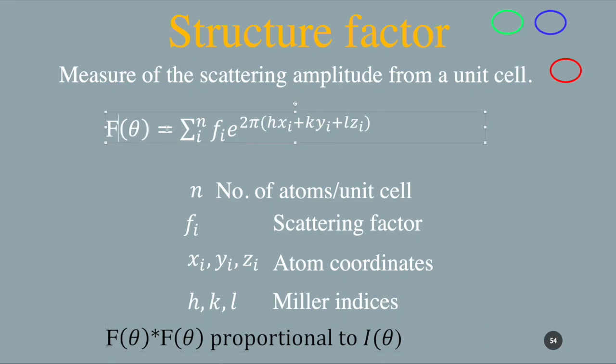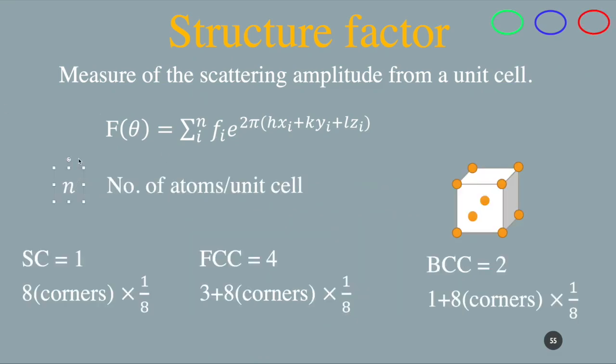To understand the structure factor, it is given by this equation. We'll understand each term. In this equation, n is the number of atoms per unit cell. We already know how to calculate this. f is the scattering factor, and x, y, z are atom coordinates. h, k, l are Miller indices. So let's understand each of these terms. First we understand how to calculate the number of atoms per unit cell. It is very simple. We have already done it. For example, simple cubic has only one atom per unit cell, n equals one, because there are 8 corner atoms shared between 8 unit cells, so you have one.